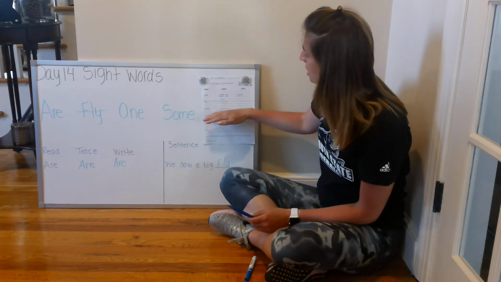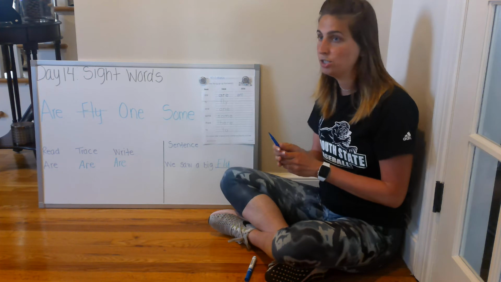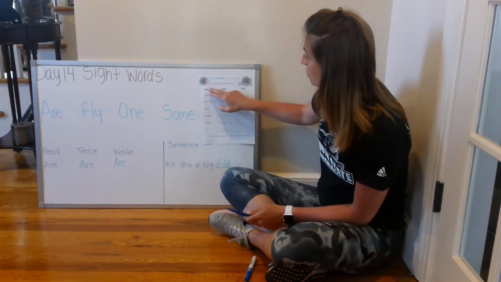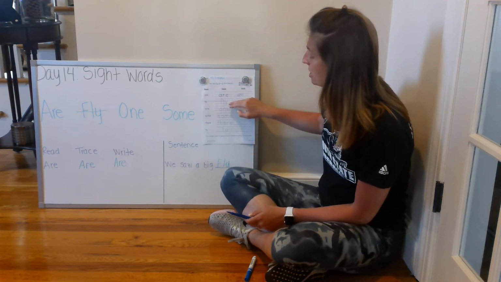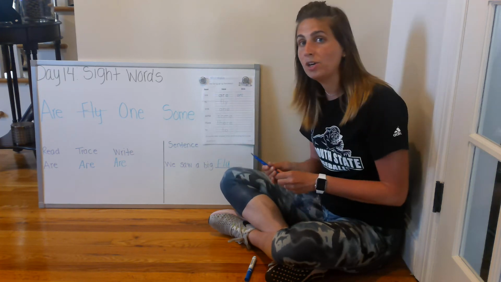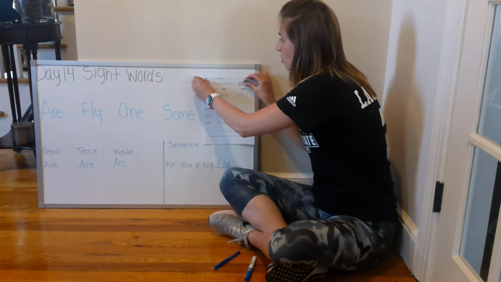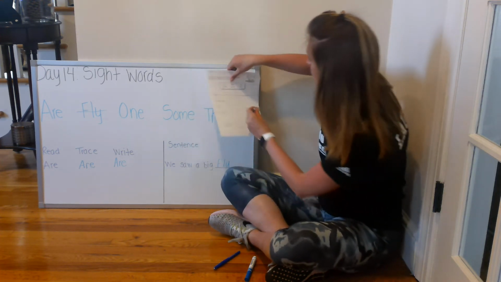And you're going to complete this process on your own when you are ready to do it. So you're going to read each sight word, trace each sight word by saying each letter as you trace it, and then write each sight word on your own by saying each letter as you write it. Now let's complete one of our sentences on the back.